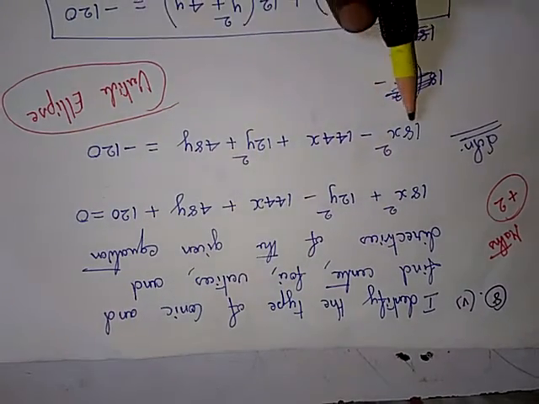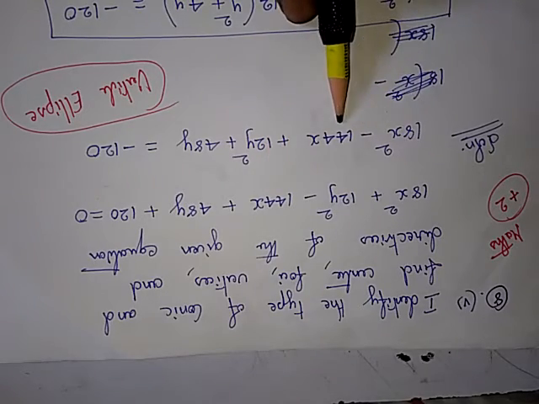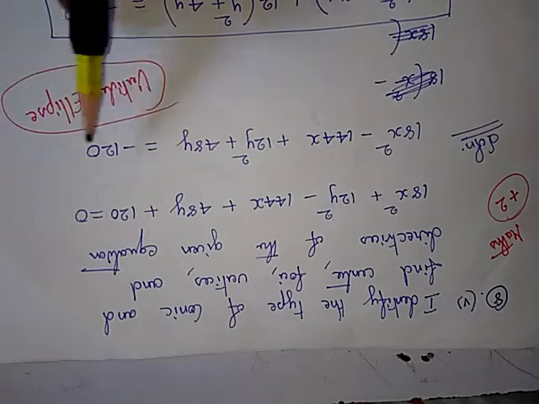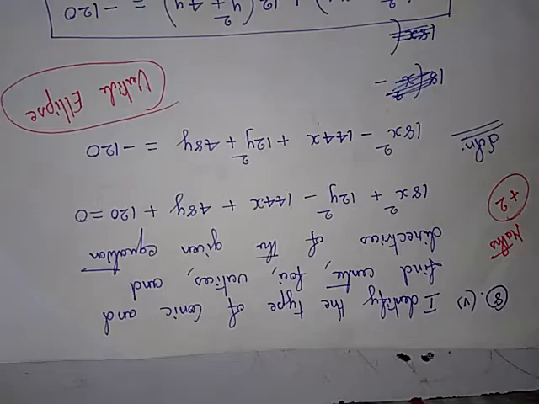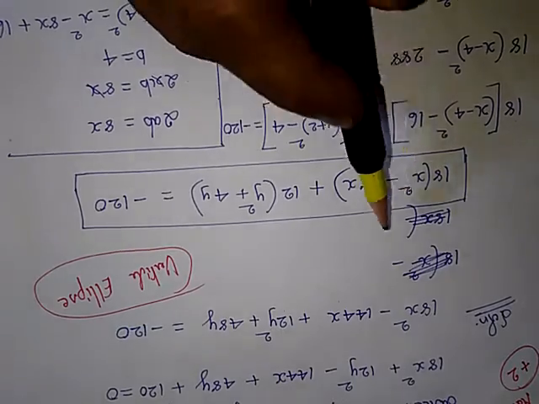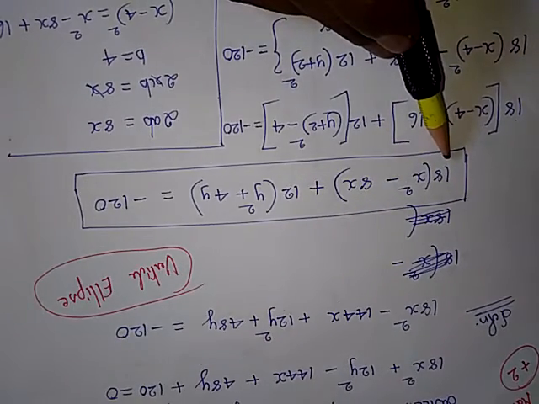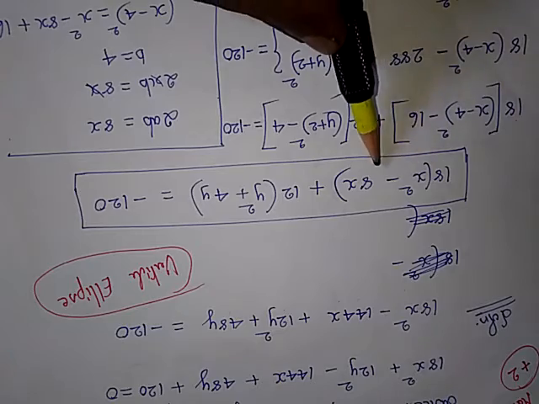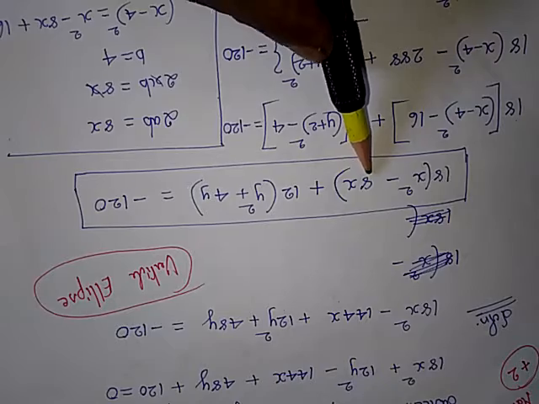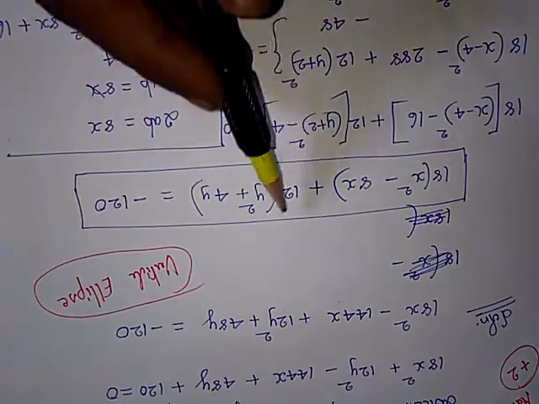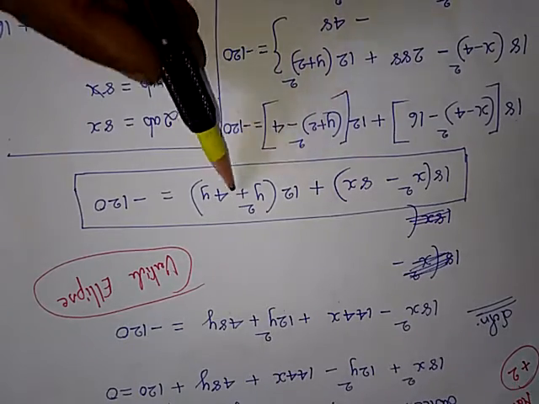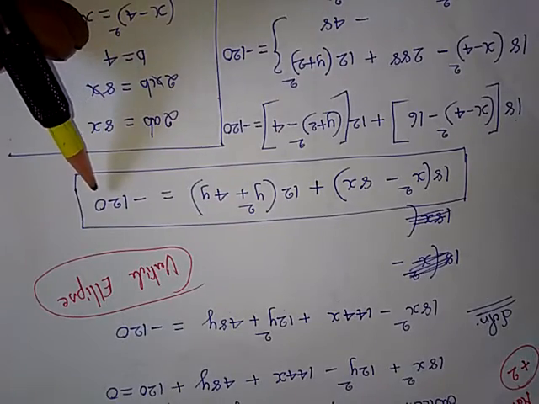Now this can be written as 18x squared minus 144x, 12y squared plus 48y, and the 120 goes to the other side, which is equal to minus 120. From here you can take 18 as the common term. So 18 into x squared minus 8x: 18x squared, 18 into 8 will give you minus 144x. Plus you take 12 as the common term: 12 into y squared plus 4y, 12y squared, 12 fours are 48y, is equal to minus 120.